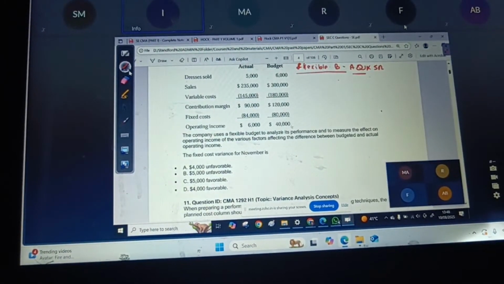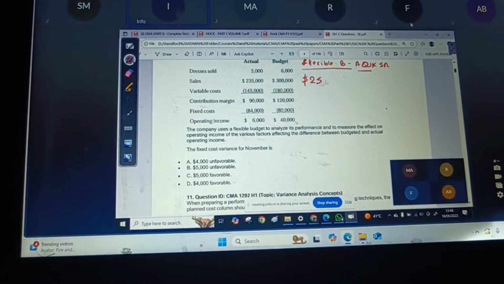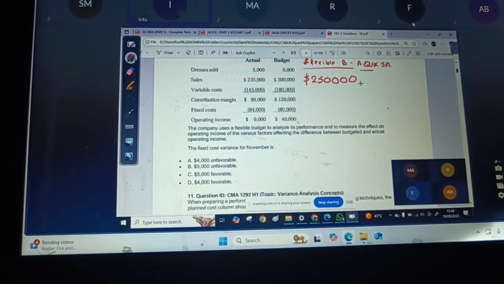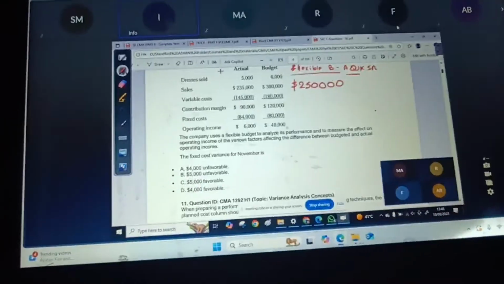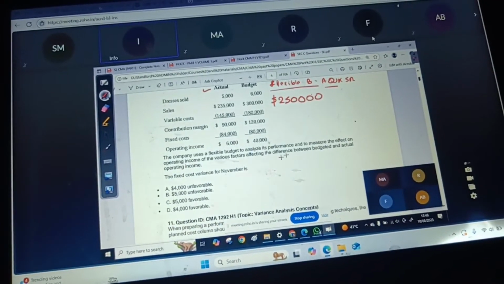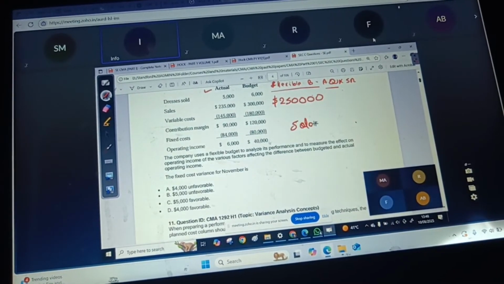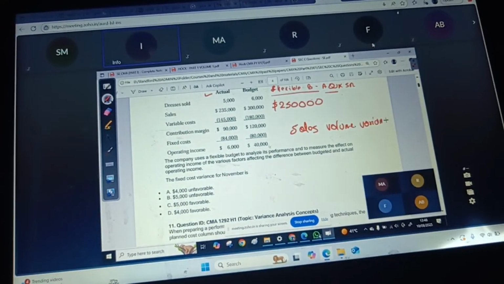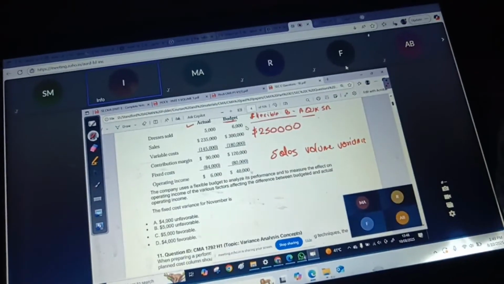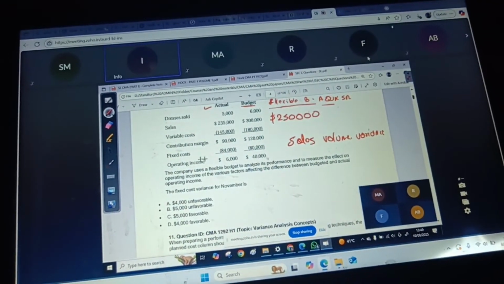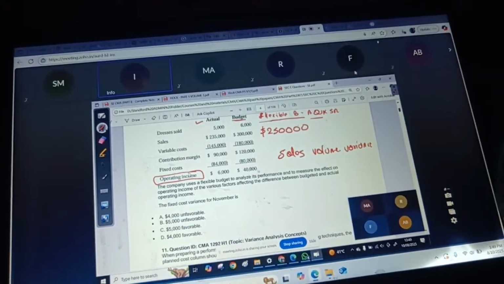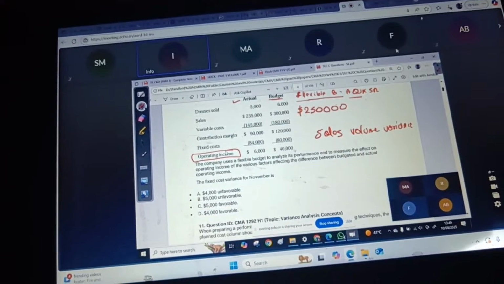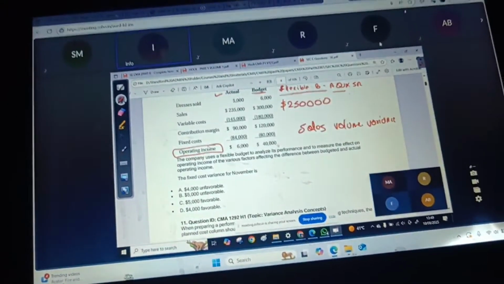Now, if the question is asking you to calculate sales volume variance, and what you have been given in the question is this chart, this data, it is typically the difference between static budget and flexible budget for operating income. If the question is asking you to specifically calculate sales volume variance, you have to compare the master budget and the flexible budget for operating income. That is what we have to do.